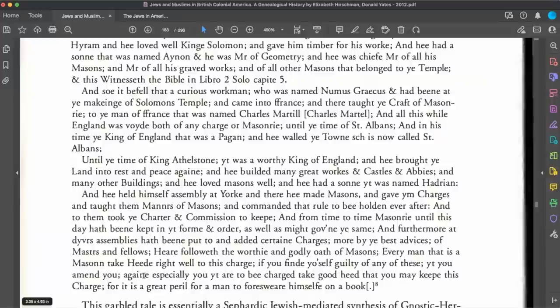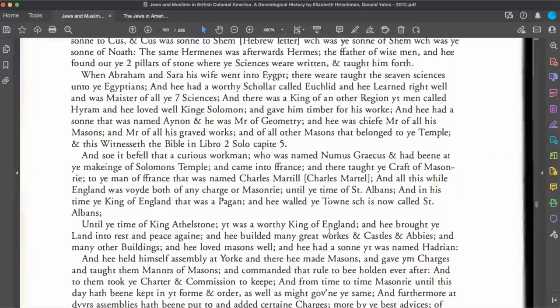Every man that is a Mason, take heed right well to this charge. If you find yourself guilty of any of these, you amend. Again, especially you that are to be charged, take good heed that you may keep this charge, for it is great peril for a man to forswear himself on a book.